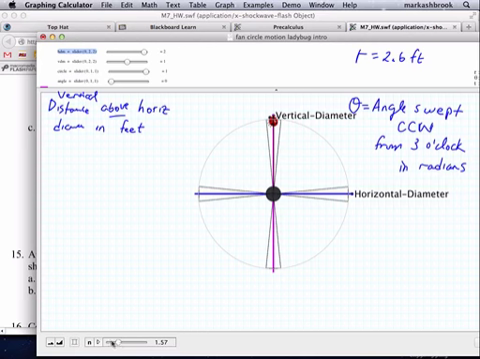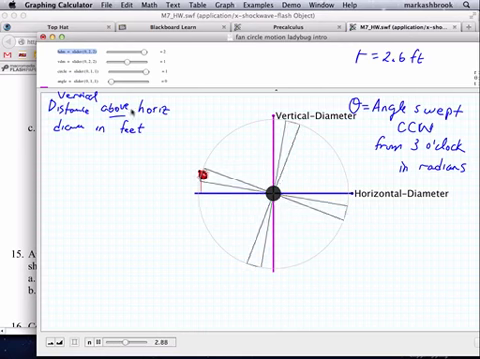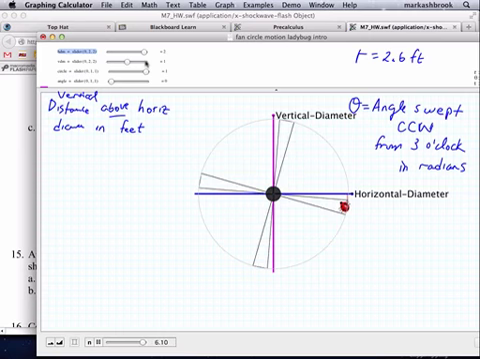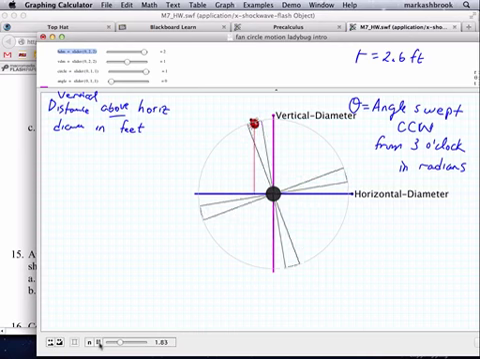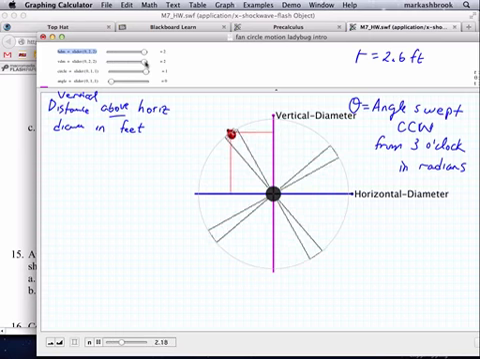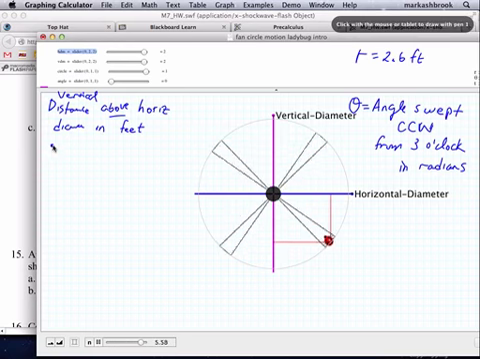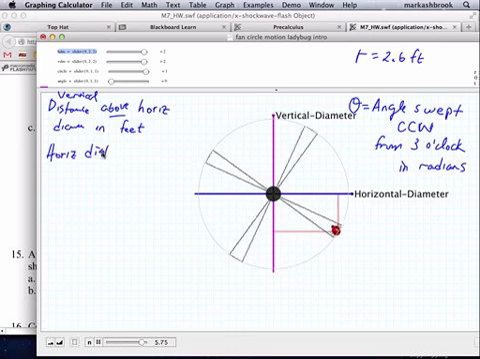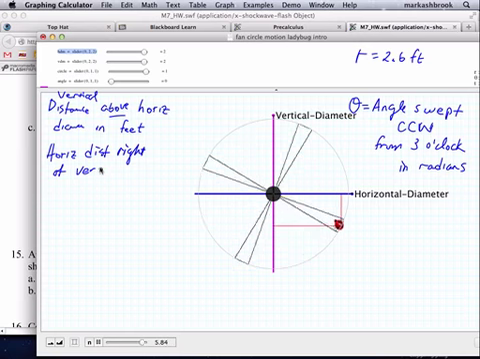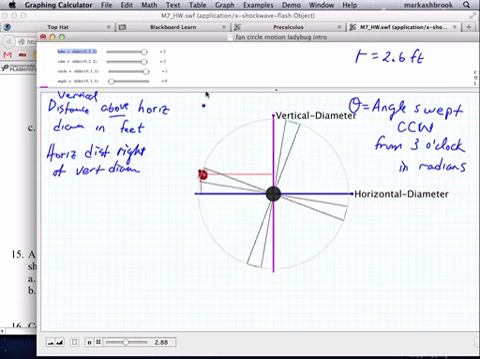Okay. What was the other quantity we wanted to look at? Going backwards. Horizontal distance to the right of the vertical diameter. Okay, so from now on, we're going to use some acronyms here. This is going to be VDAHD.